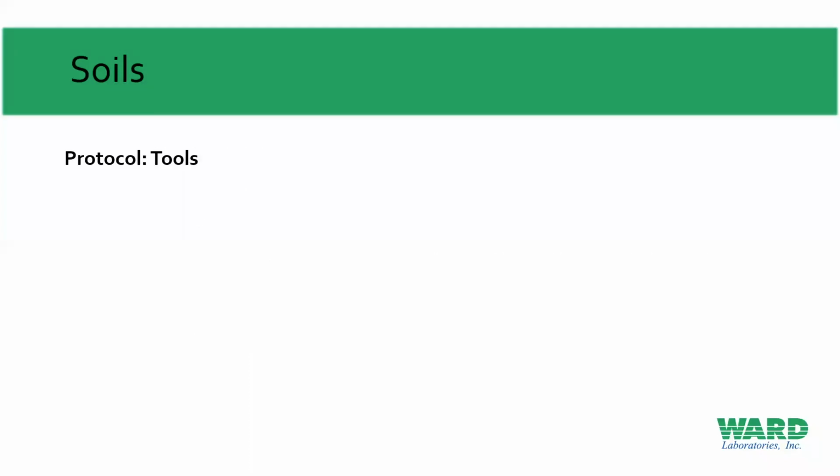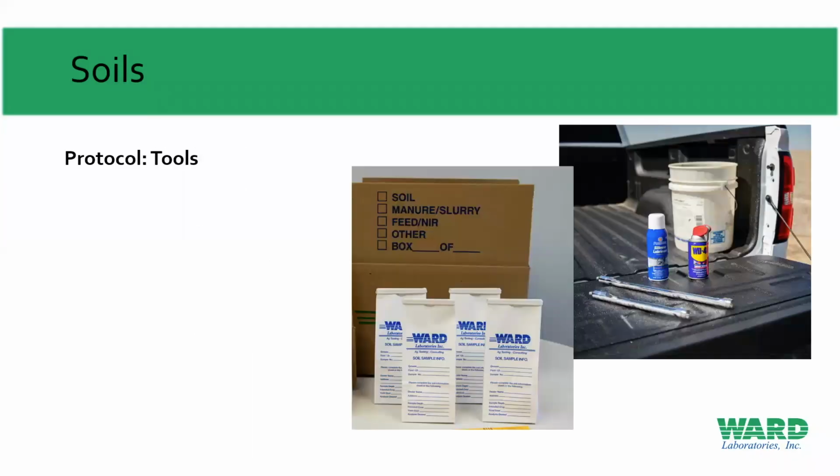Okay, so moving on to the tool aspect. Now we've got our protocols down. We need to make sure we're armed with the proper tools to go out into the field. We need to use a good soil probe or a clean spade. We want either stainless steel or a mild steel appliance to use.